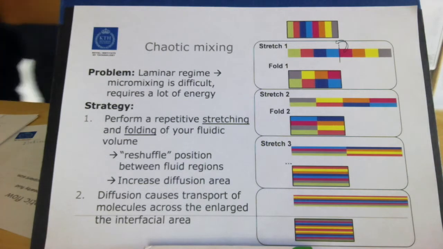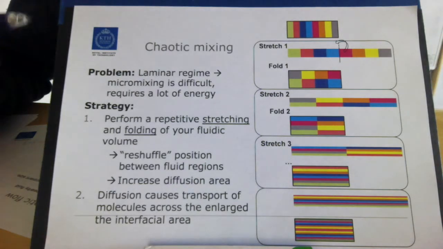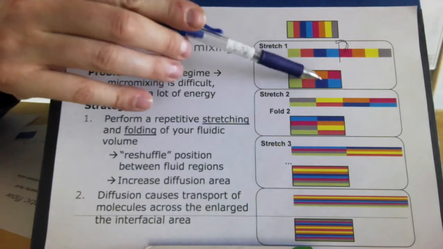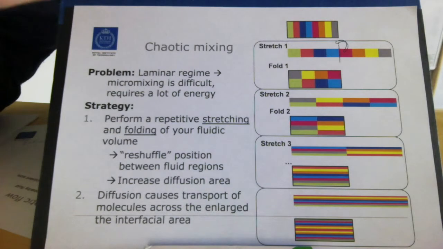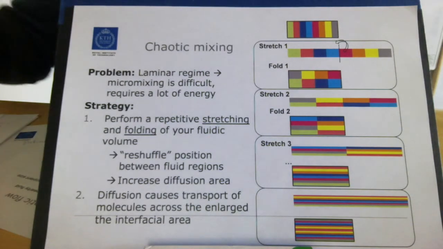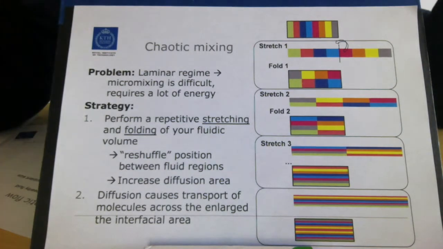The reason why you do this stretching and folding, and I'm going to show that in more detail later on, is to increase the diffusive area between the different colors, because the more diffusive area I have, the more diffusive flux I'll have. And that's the only thing you can do using a convective flow, is to increase the diffusive area, because the last thing that happens is always a diffusion between different regions with different concentrations, diffusion that's going to make sure that you have a final good mixing.